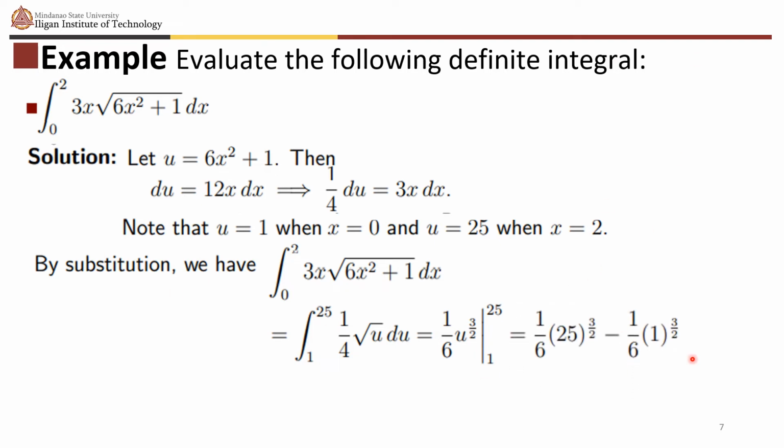When you do that, you now have 1 over 6. Your u is replaced by 25, the upper limit, minus 1, the lower limit, is raised to the 3 over 2 also. So simplifying this, it should give you the value 62 over 3.